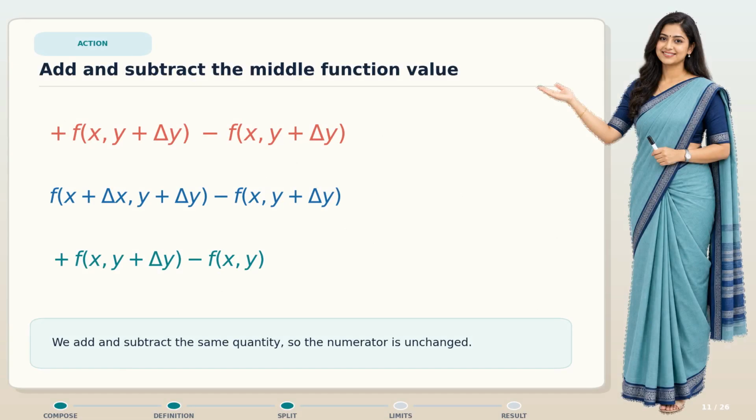The middle function value is f of x comma y plus delta y. Add it and subtract it in the numerator. Because the same quantity is added and subtracted, their net effect is 0. So the original value has not changed. But the total change has now been separated into an x part and a y part.